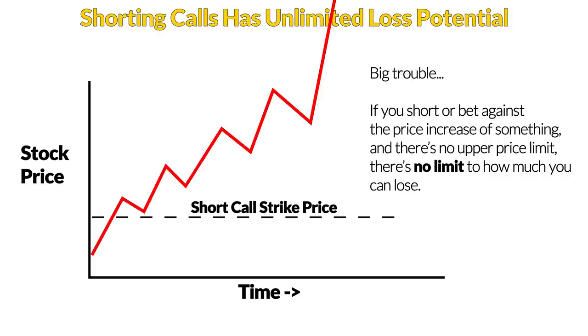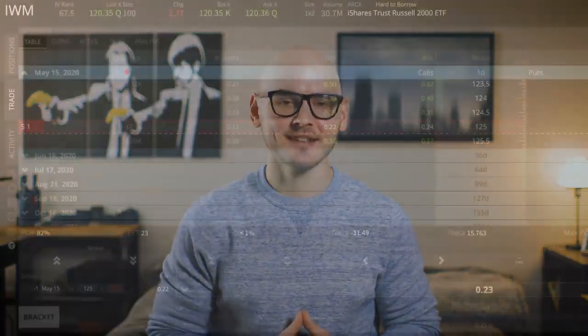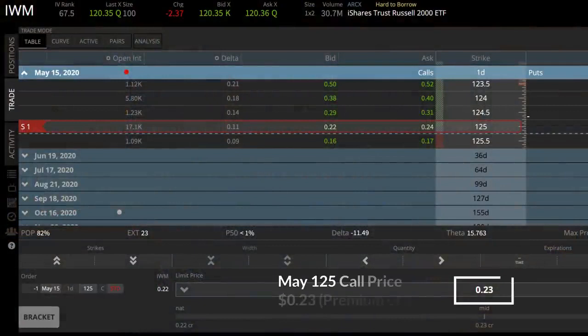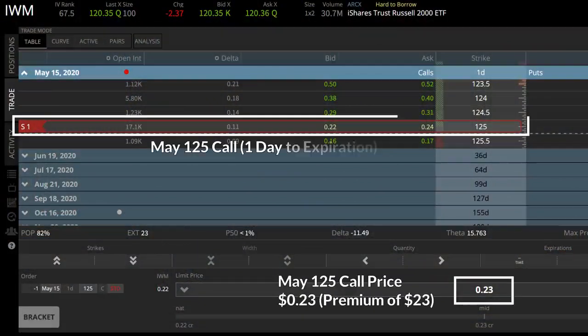But since there's no upper limit to how much the stock's price can go, the call option's price also has no upper price limit. To get an idea as to what this 125 call option would be worth if the stock price were at its current level, but the option only had 1 day until expiration, let's just go ahead and open up the 1-day expiration cycle and look at the price or value of the 125 call option that expires in 1 day. In this expiration, we can see that the 125 call option has a price of 23 cents, which means its value or premium is $23.